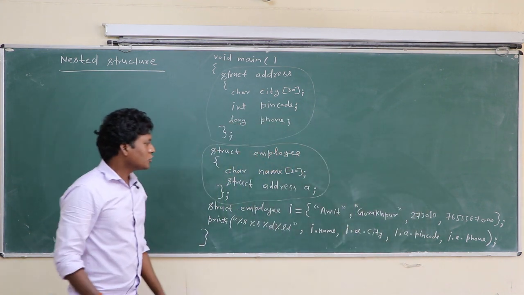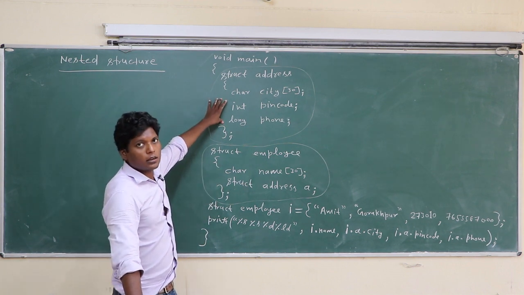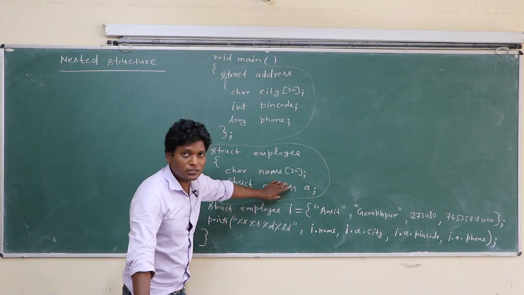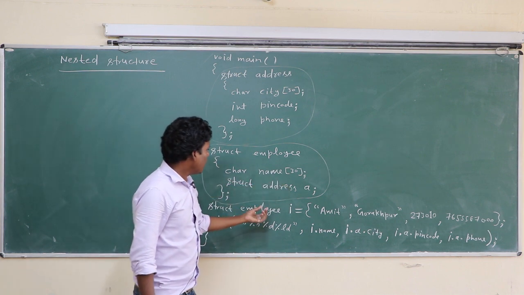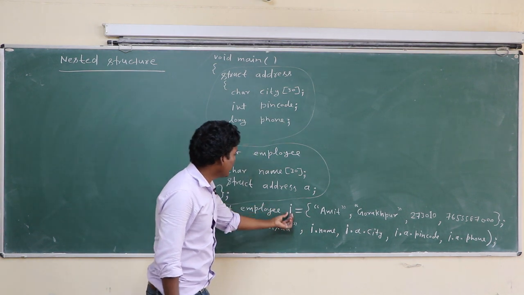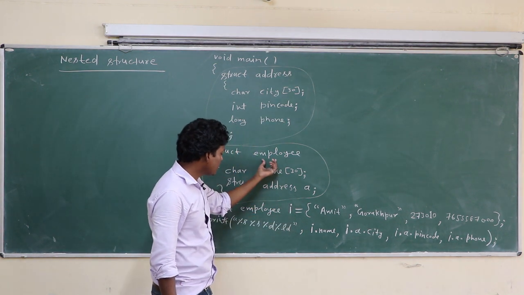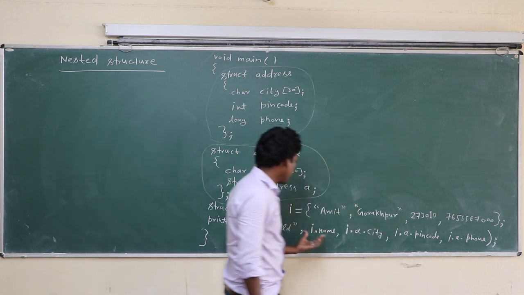Okay class, so in this way you can see this structure is called in this structure. And we use this whole thing by declaring the structure variable of this and initializing it here, all things are initialized and printed below.